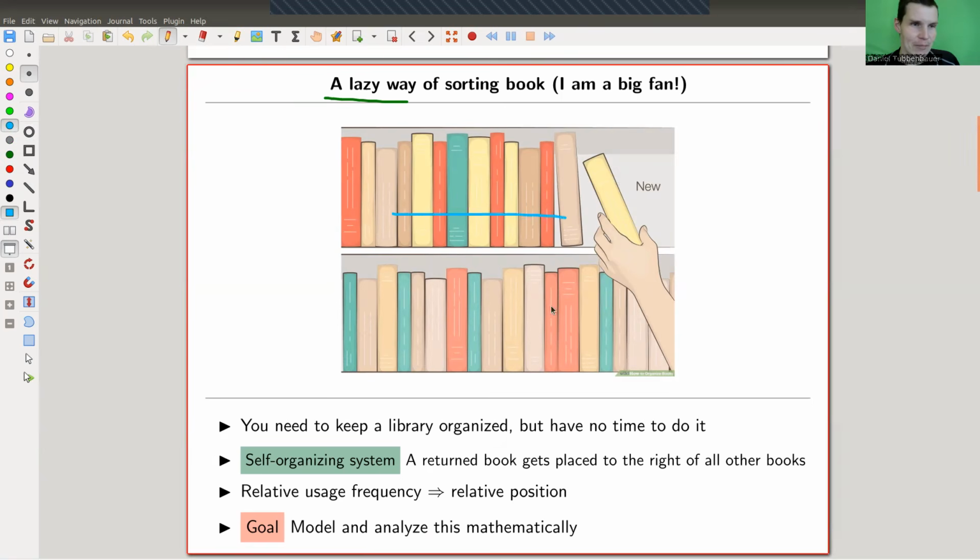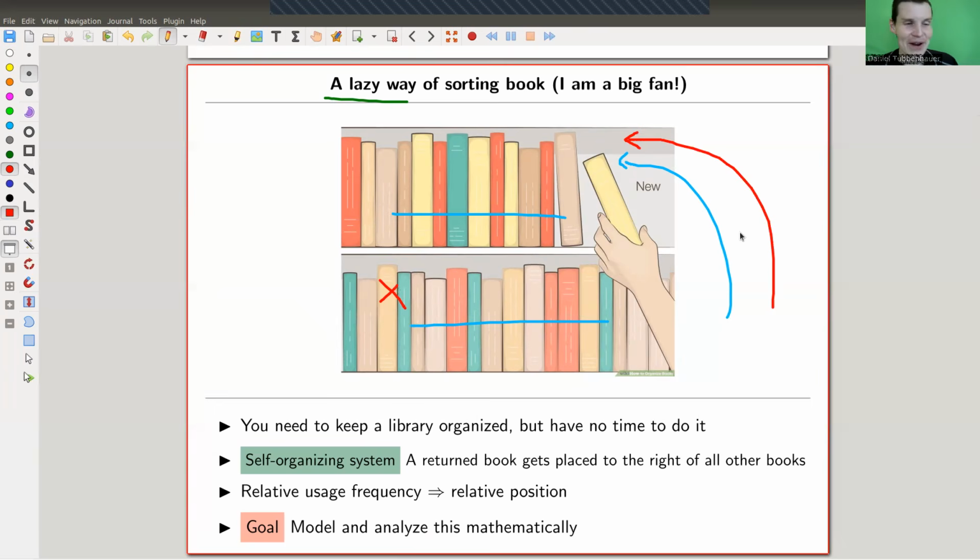You have those little books here. Whenever someone returns a book, it just goes to the rightmost spot. So the new book always goes to the rightmost spot. And then someone picks a book again. So someone picks this book here, it goes away, and everything just moves to the left. And if this book is returned, it just goes back to the rightmost spot. A very, very easy way of organizing books. Every new book goes to the rightmost spot.